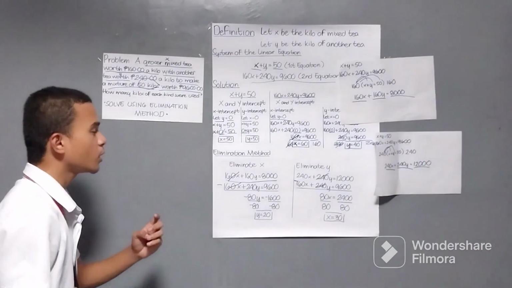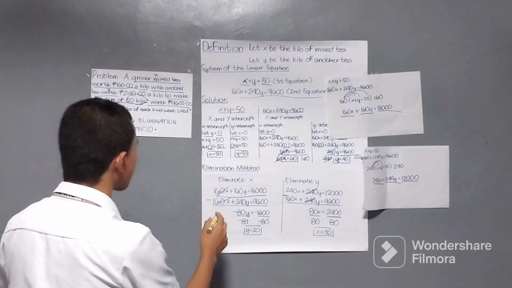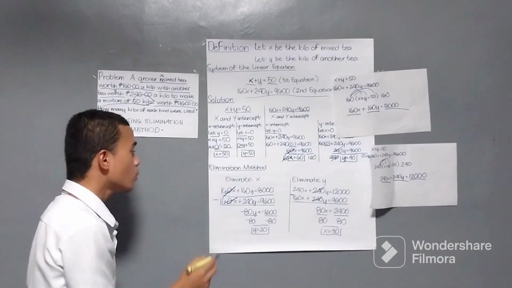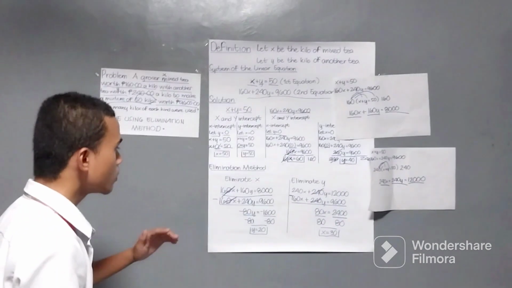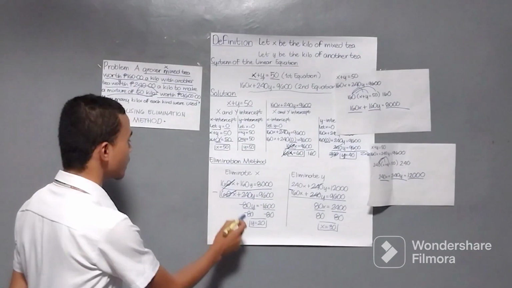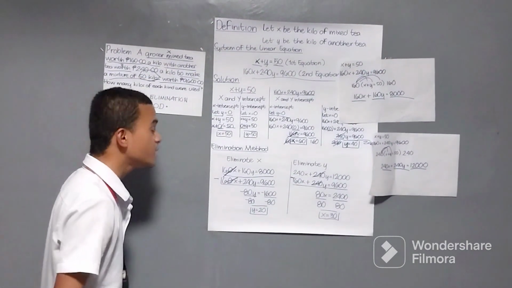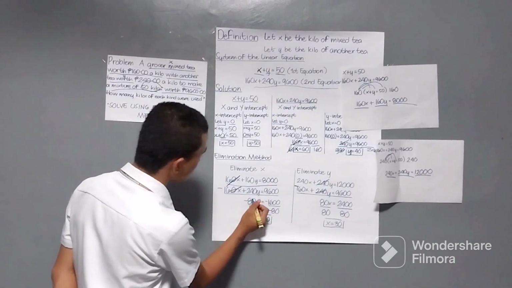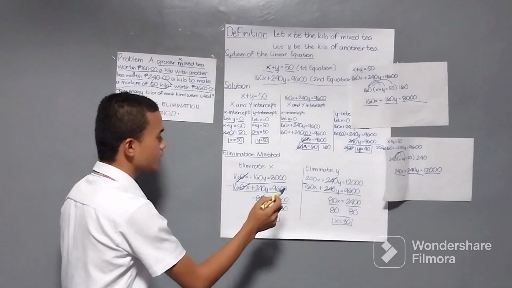After that, we're going to subtract them. So 160x minus 160x cancels out. Then positive 160y minus positive 240y, that would be negative 80y, and 8,000 minus 9,600 would be negative 1,600. And now divide both sides by negative 80. So cancel this out. That leads to y equals 20.